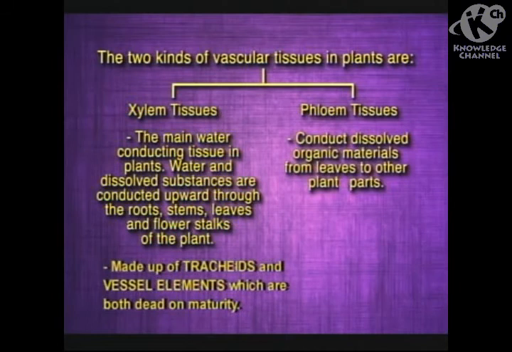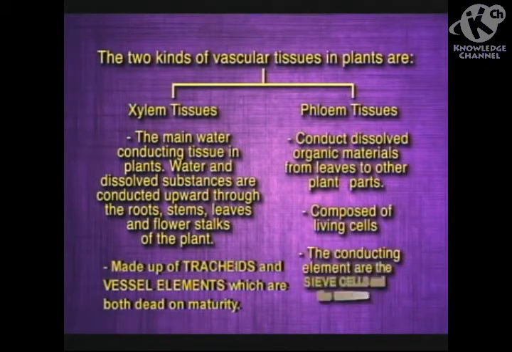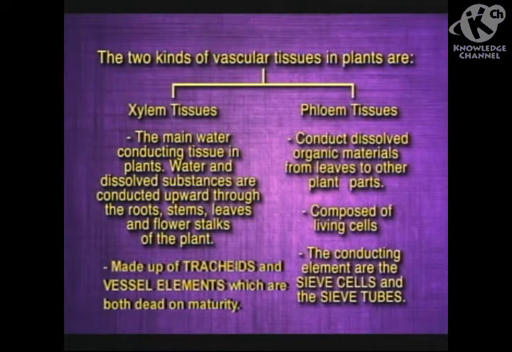The phloem conducts dissolved organic materials from the leaves to other plant parts. Unlike the xylem, the phloem is composed of living cells. The conducting elements of the phloem are the sieve cells and the sieve tubes.